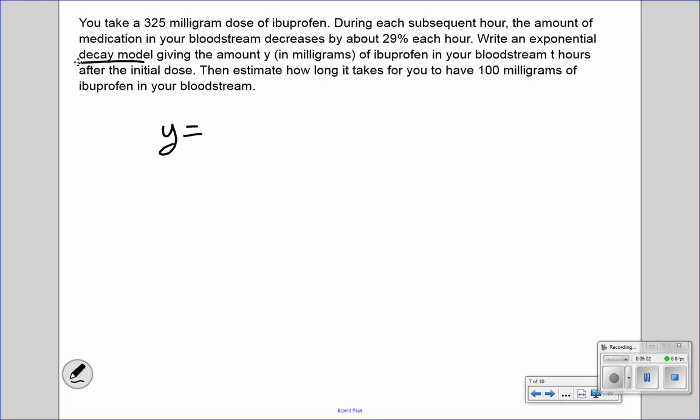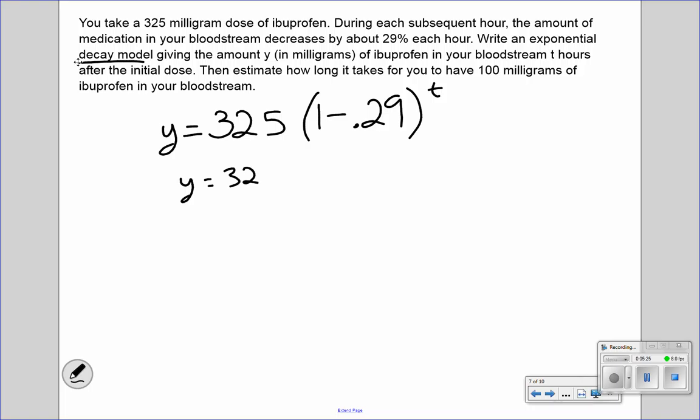And then our a value is always our initial value. So our a value is 325 because we started with 325 milligrams. Now, our change factor right here, because it's decay, is going to be 1 minus 0.29, because it's 29%, and then to the t. So we know that y equals 325 times 0.71 to the t.